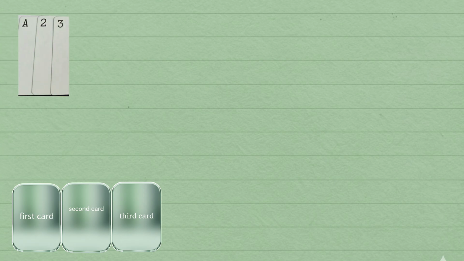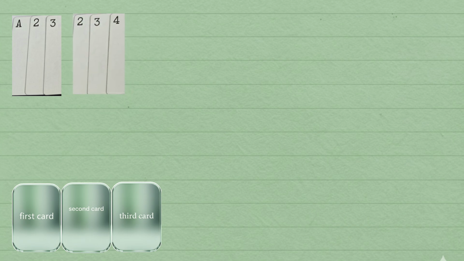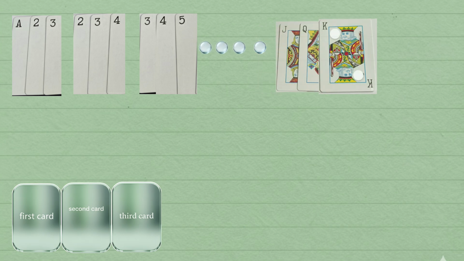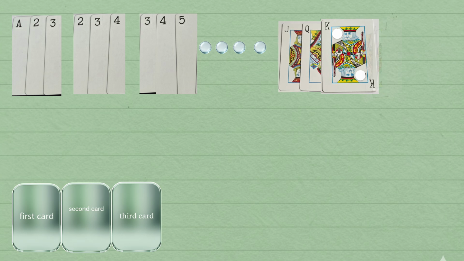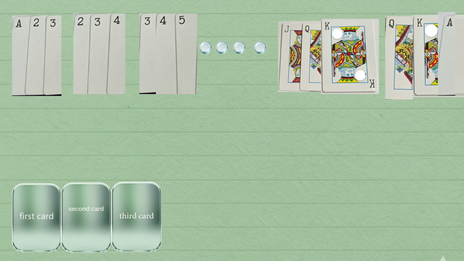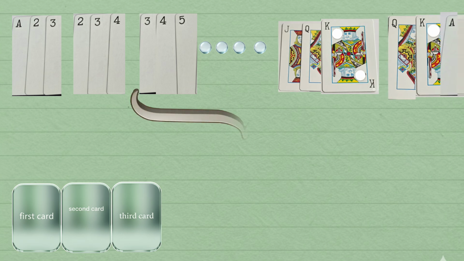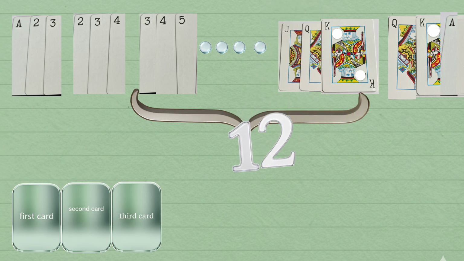There are a total of 12 possible consecutive 3-card rank combinations that can form a straight. These begin with ace, 2, 3, followed by 2, 3, 4, then 3, 4, 5, and so on, continuing up to jack, queen, king, and finally queen, king, ace. Thus, there are 12 distinct rank sequences that make up a 3-card straight.